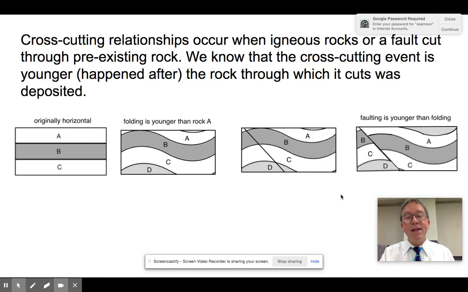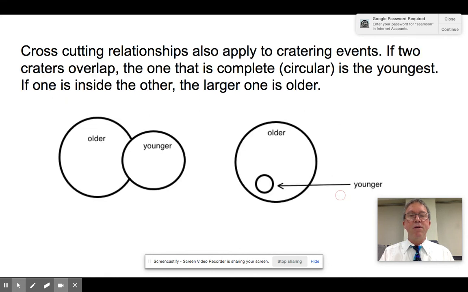Okay, and then finally, the last thing is that we can also use cross-cutting with craters, like we see on the moon, or also here on Earth with volcanism or with meteorite impacts. So if I have two craters that overlap each other, then the younger one, which is complete, roughly circular and not disturbed, must have happened afterwards. This one must have been here for this one to have altered its shape.